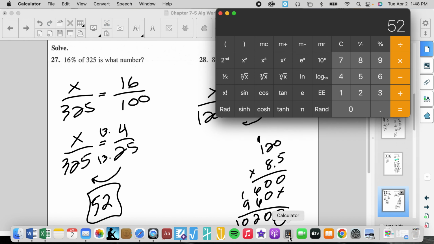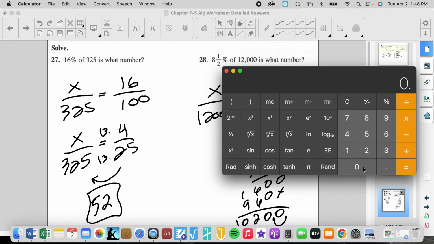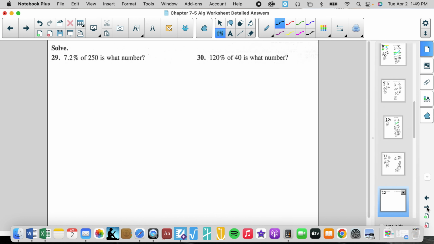Let's look at the math. 8.5, oh no, percentage, sorry, 0.085. That is the decimal value times 12000 gives you 1020. So you can check with your calculator. We're good. Is over of equals 7.2 over 100.